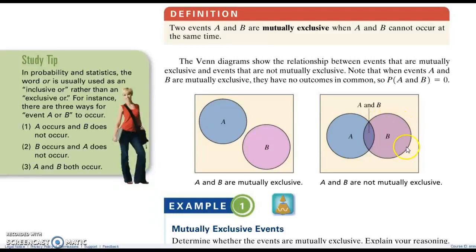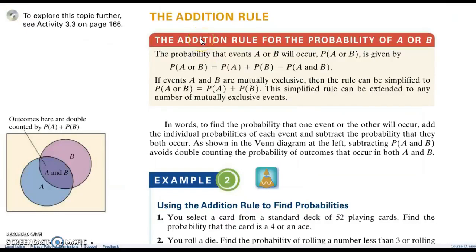So this B circle contains everybody that has the flu, and then there is a portion of that are women. So there is some overlap here where you're in both groups at the same time. Those are not mutually exclusive because they can both happen at the same time. And we introduced mutually exclusive so that we can talk about the addition rule.